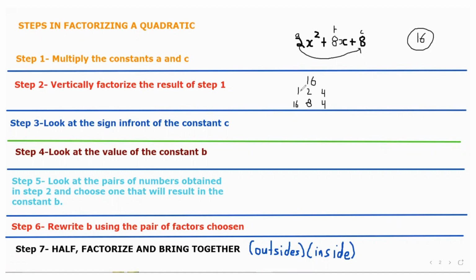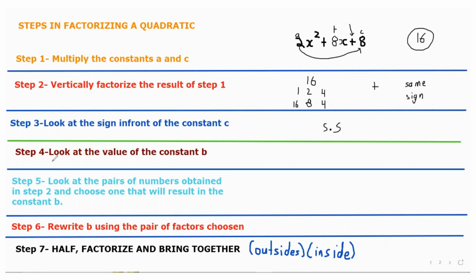So we continue. We factorize it: 1 and 16, 2 and 8, and 4 and 4. Nothing else we're doing. These are the pairs that we can use. Okay, so let's continue. Step 3, look at the sign in front of the constant c. The sign in front of the constant c here is positive. Therefore, since it's positive, the factors must be the same sign. Always remember that. So it's the same sign, or SS.